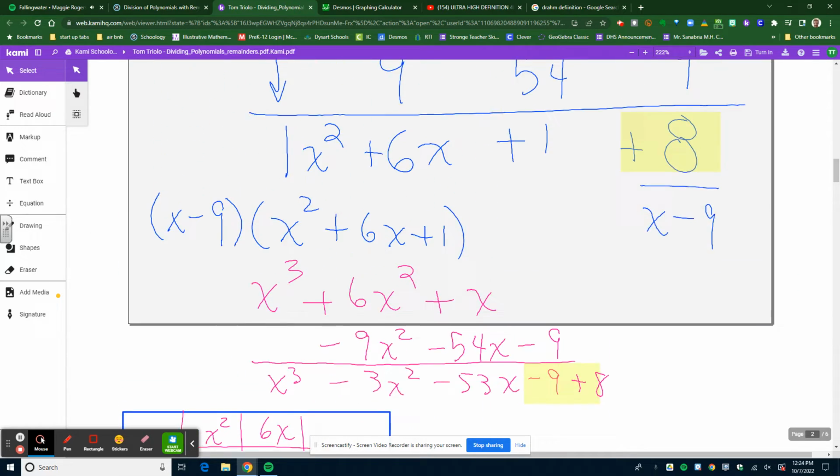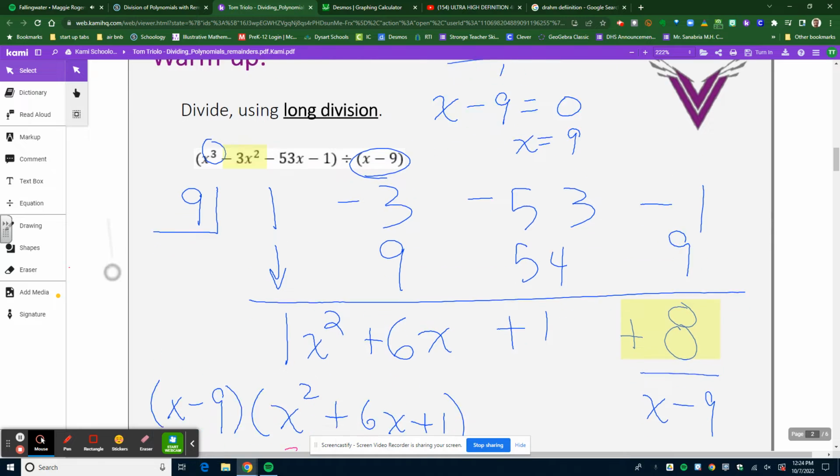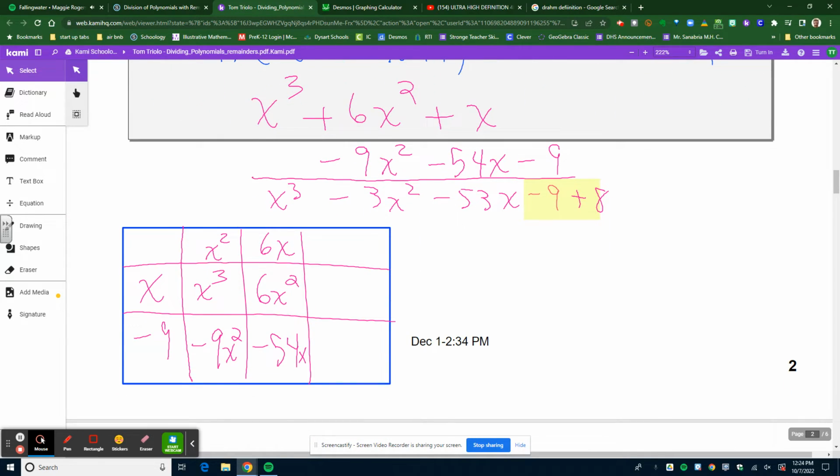Okay, and now I go to my next term, which is negative 53. To get to negative 53 from negative 54, I just need to add 1x. So what do I multiply x by to get 1x?